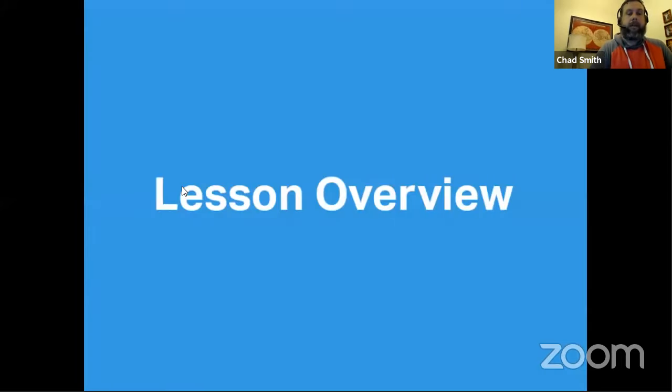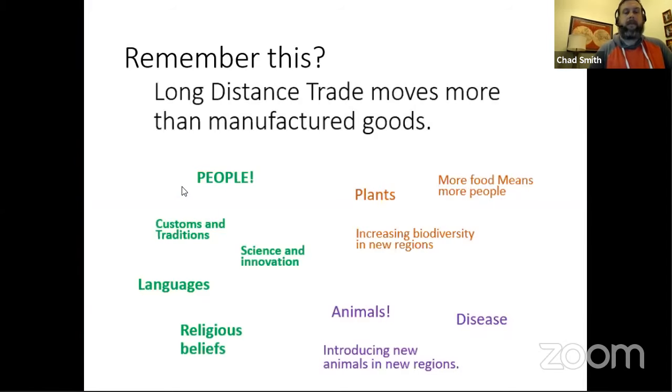This leads us into our discussion for today. Maybe you remember from last week when we discussed trade routes like the Indian Ocean Trade Network, the Silk Road, and the Trans-Saharan Trade Network, this very important idea about trade. This is going to come up over and over again from 1200 to 1900. So it's important for us to continue to remember that long distance trade moves more than manufactured goods.